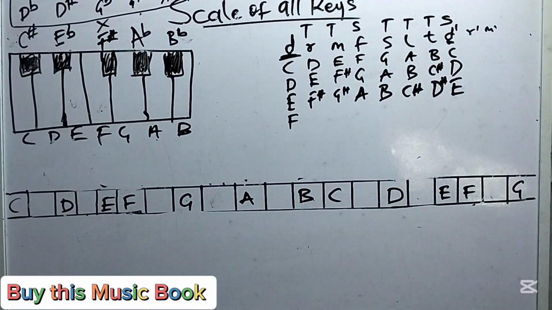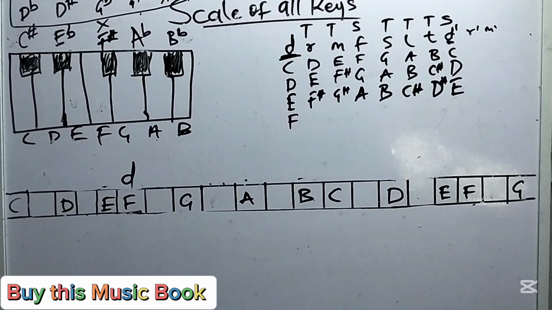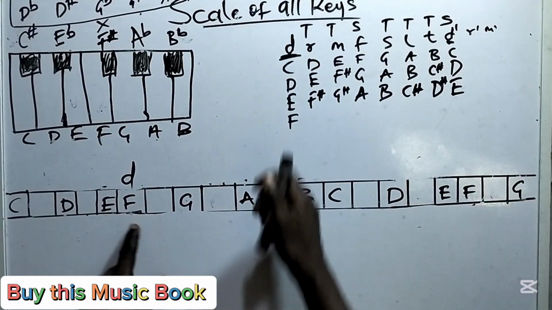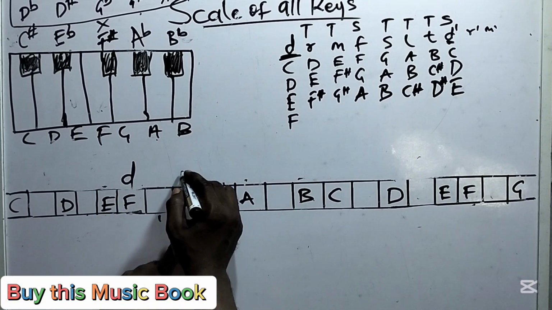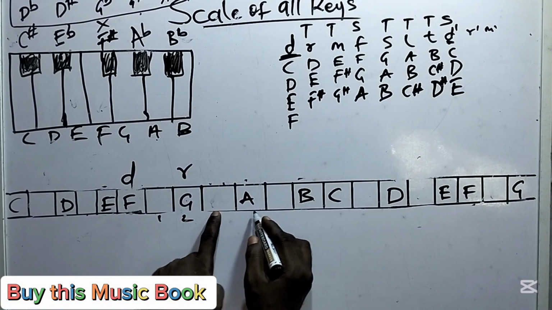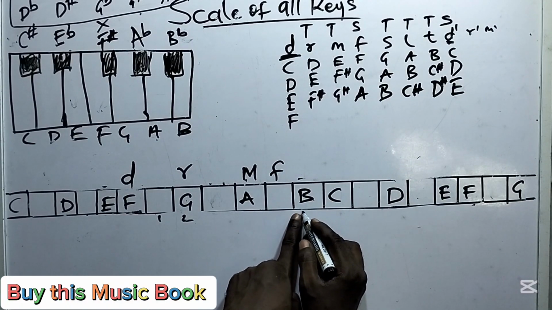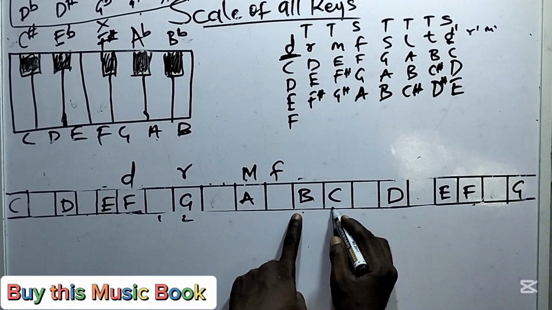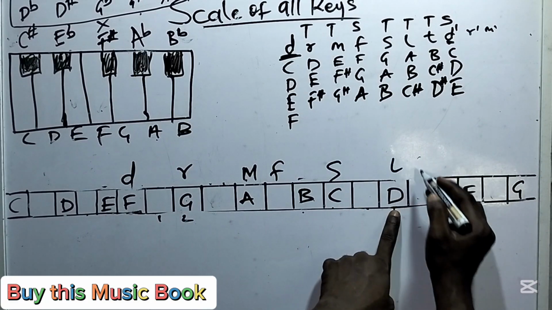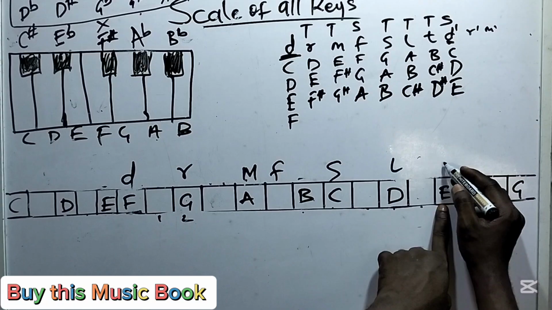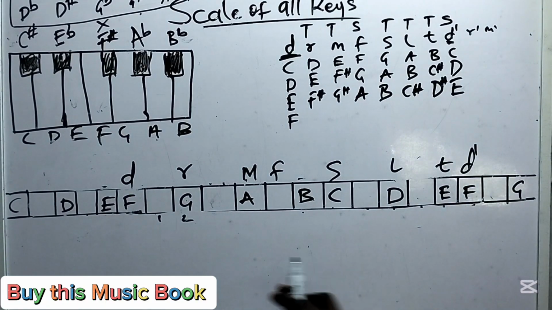Okay, in key F, where you are standing becomes the do. The F becomes the do. So for you to get the re, you count 1, 2. This is the re. 1, 2. This is the mi. After mi, fa. After fa, 1, 2, you get so. After so, 1, 2, you get la. After la, 1, 2, you get ti. After ti, the next one is what? Do.